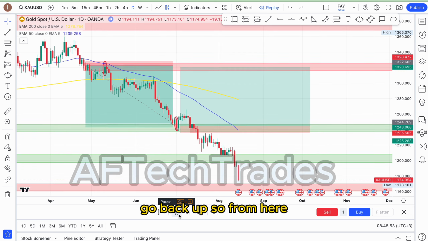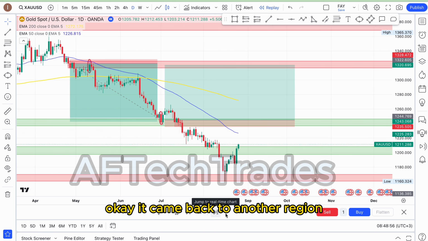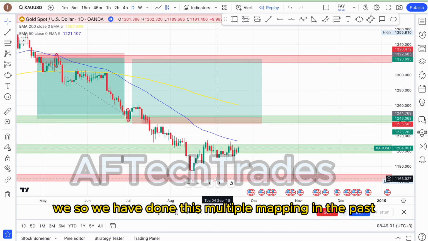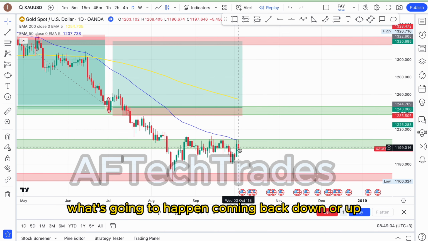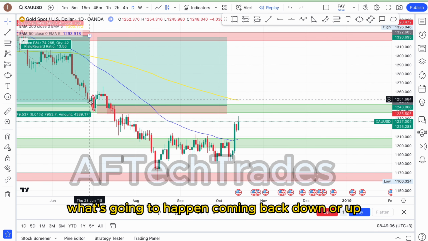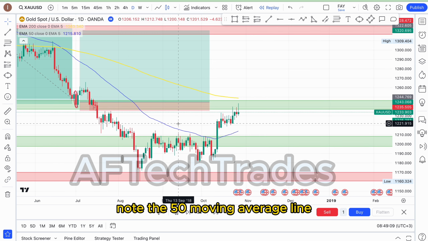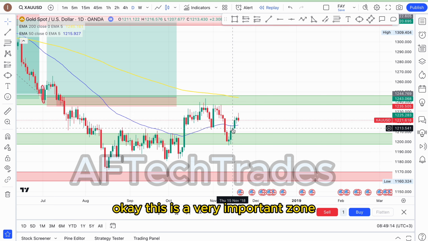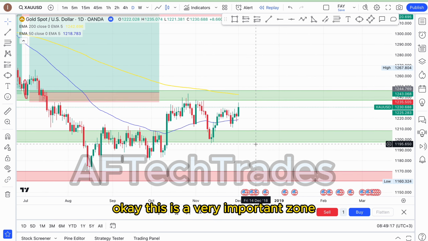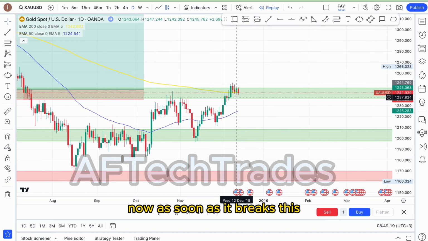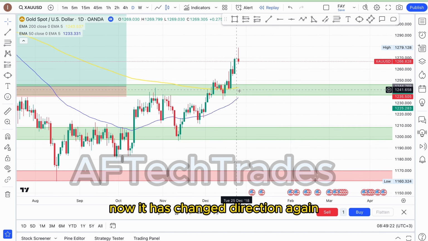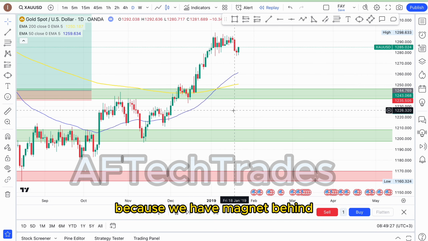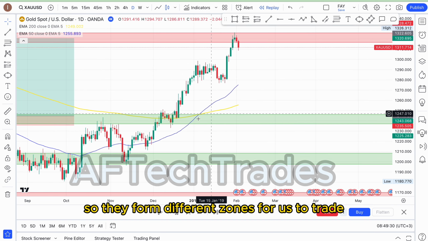So from here it breaks it. Okay, it came back to another region. This becomes another support zone. So we have done this multiple mapping in the past, and it's ranging here. What's going to happen? Coming back down or up? Note the 50 moving average line, an early indication of what will happen. Okay, this is a very important zone. Now as soon as it breaks this, it has changed direction again. Because we have marked it behind, they form different zones for us to trade.